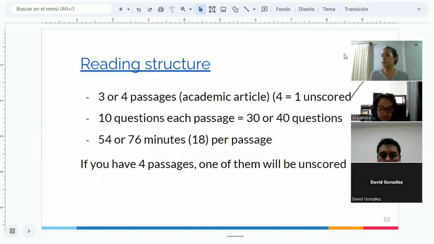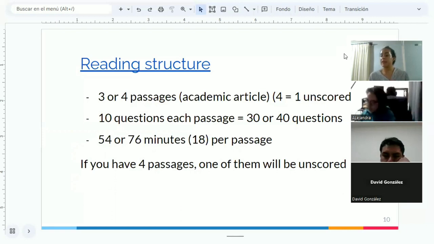So how does the format of the reading go? The thing is, the reading and the listening are connected. How? In the reading, normally you would have to read 3 texts. These are academic texts that you have to read. And each text that you read contains 10 questions about the text, okay? So normally you will have 3 texts and each one containing 10 questions.